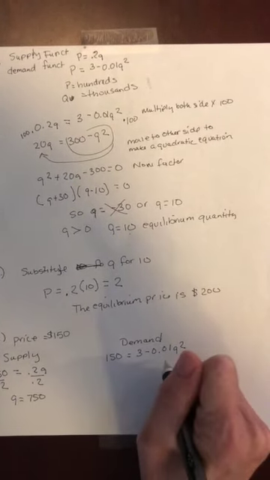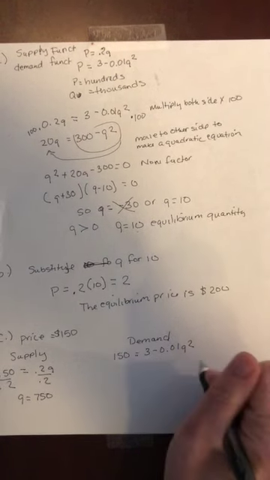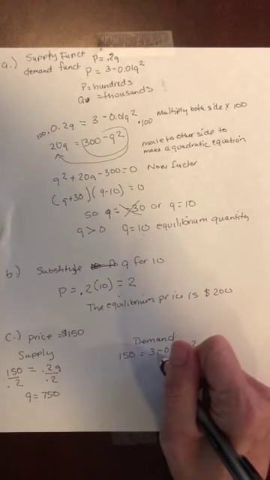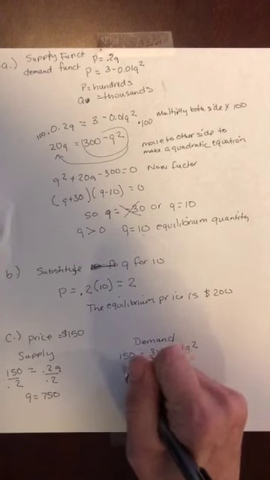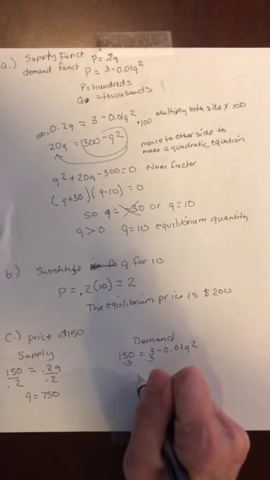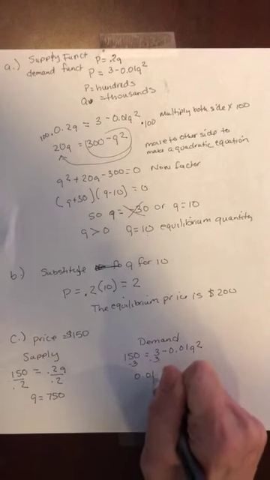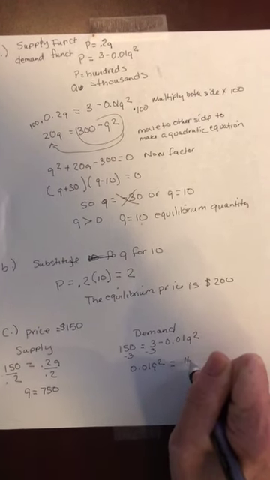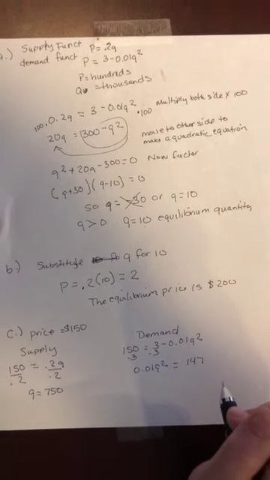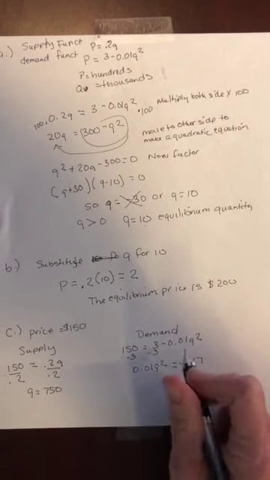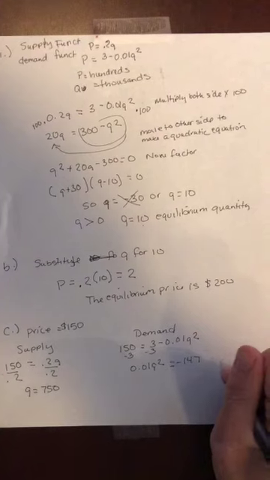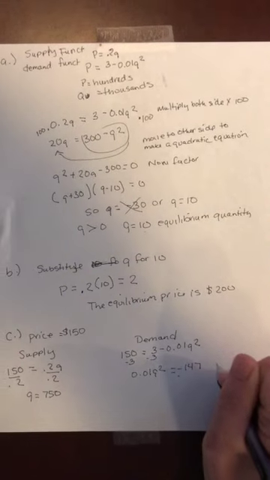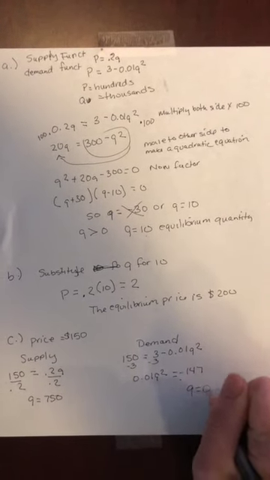And then here, we'll first subtract 3 from over here. So we get 0.01 Q squared equals negative 147. And because this is negative 147, we cannot square root that, so Q will equal 0.